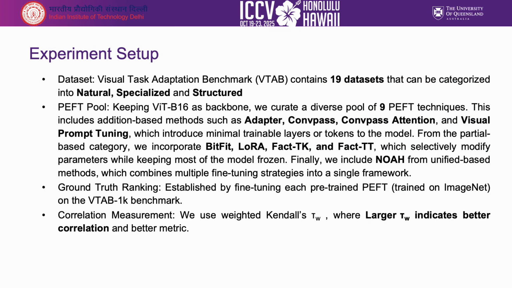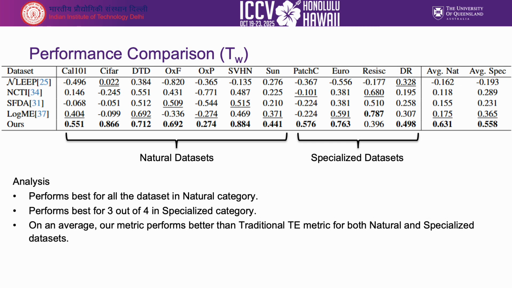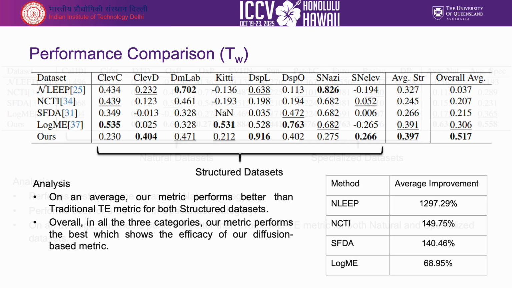We have evaluated PEFTDiff on a comprehensive visual adaptation benchmark that consists of 19 datasets. We curated a diverse pool of nine PEFT techniques on the ViT-B/16 backbone. The results are compelling. PEFTDiff substantially outperforms all the traditional estimation metric baselines. On average, we achieve a tau of 0.631 on natural and 0.55 on specialized datasets, with an overall average of 0.517.